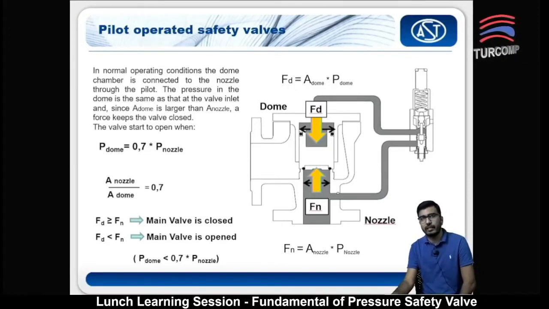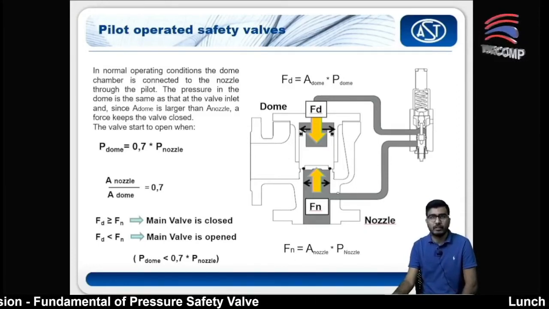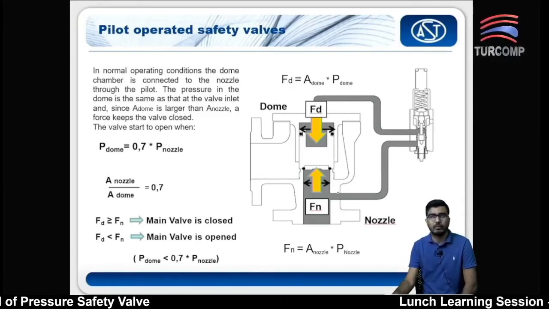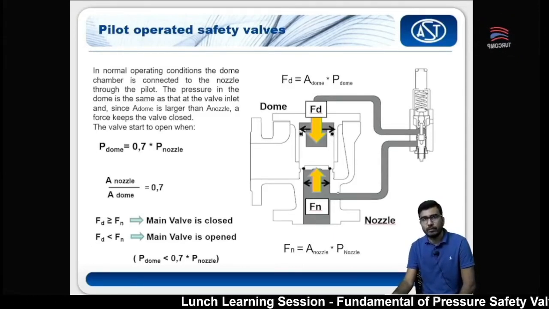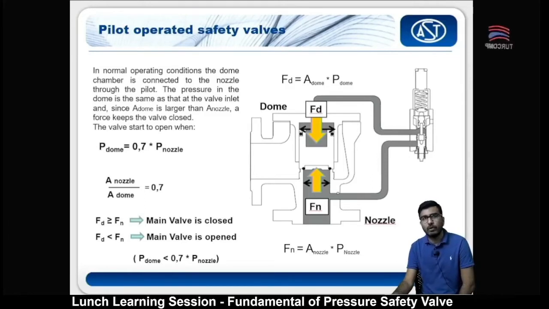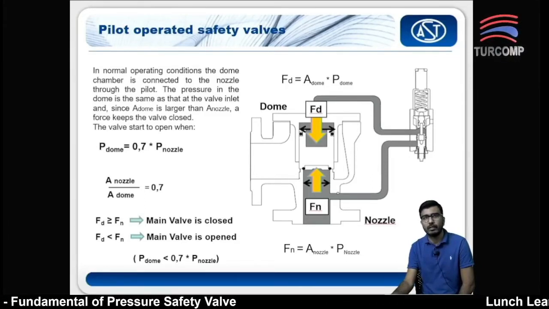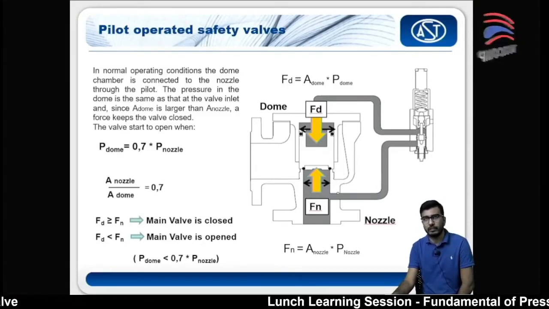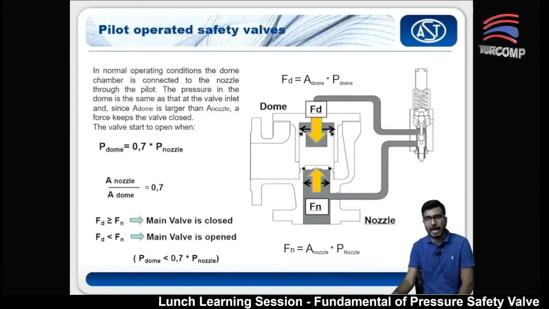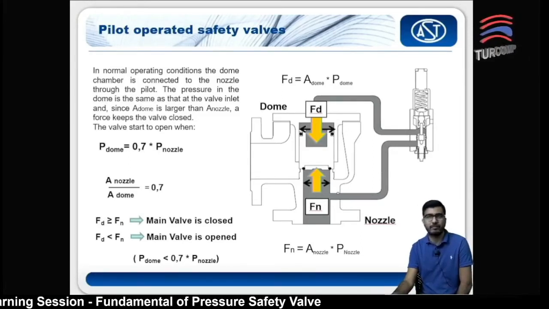Usually you will design it at 70% of your nozzle. So when it reaches 70%, it will open, which will also cause your dome to open. When your force at your dome is more than your force at your nozzle, meaning this force is higher than this one, the valve will close. When the force at your dome reduces, meaning you have a higher build-up over here, obviously your Fn will be more than your Fd.